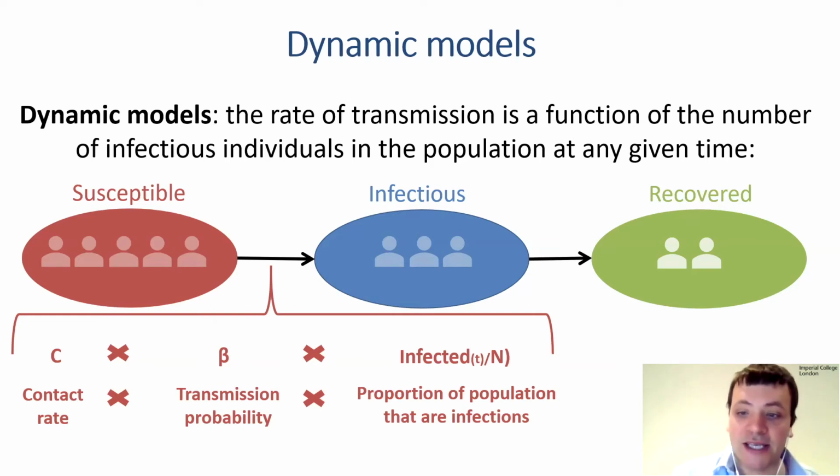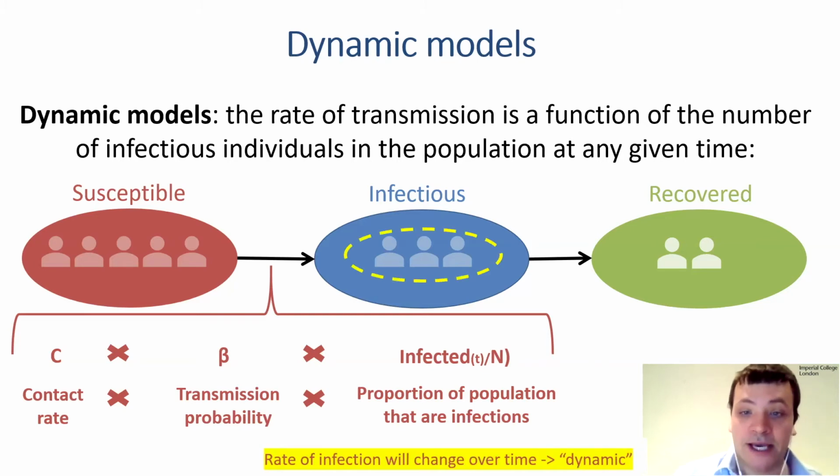But really what it's saying is that the probability of an individual acquiring an infection is dependent on the contact patterns of that individual, so how often they do an activity that could get them infected, the transmissibility or the infectiousness of the infection, and the distribution of the infection within the population, so how many people are infectious at that time. So because within these models, the rate people become infected is dependent on the proportion of the population that are infectious, the rate will change over time, which is why we call it dynamic.